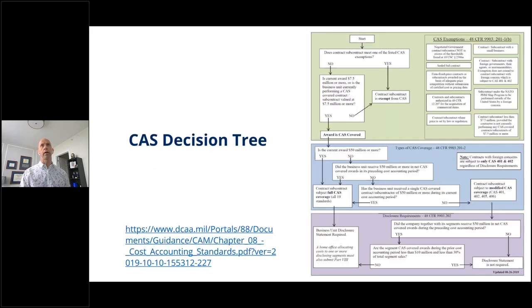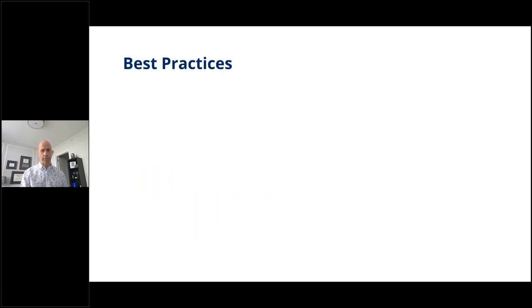I promised you a decision tree. You may or may not be able to read it on here, so download the presentation and zoom in on it. It is very helpful. Nice little decision tree here: does the contract meet one of the CAS exemptions, yes or no? Over to the right, you've got some additional information to help you understand it. Again, I said that you would find that on DCAA's website. It's in their guidance section, in the audit manual chapter 8. If you're familiar with the DCAA website, go over to the guidance and CAM chapter 8 is where you will find that.